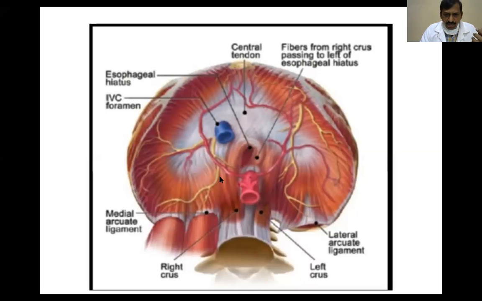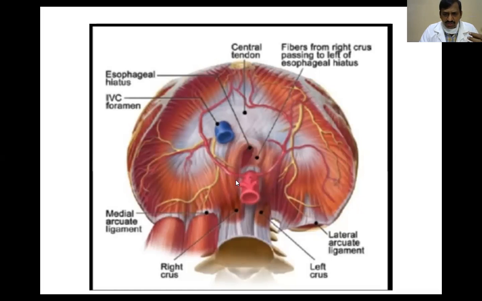These are all the major openings, and there are small openings. Between the sternal origin and the costal origin, there is a small area through which the internal thoracic artery divides into two. The superior epigastric artery passes, and in between the costal origins, they interdigitate with the origins of the transversus abdominis. In between these origins, there are intercostal vessels and nerves that pass into the diaphragm.